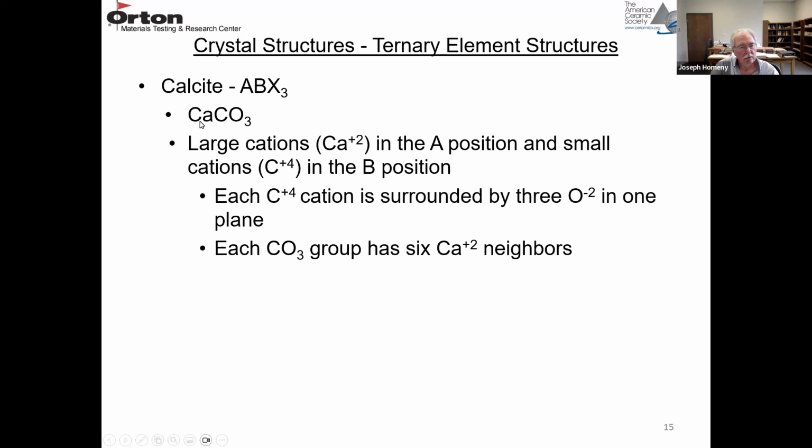So calcite is this structure, ABX3. You have large cations, the Ca+2 cations, in the A position, and the small cations, carbon+4, in the B position. Each of the carbon+4 cations is surrounded by 3 oxygens in one plane, so that forms a triangle. Then each CO3 group has 6 Ca neighbors.